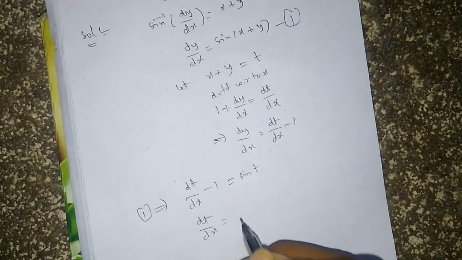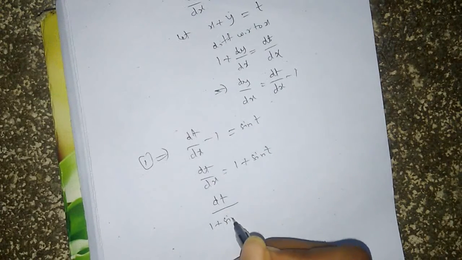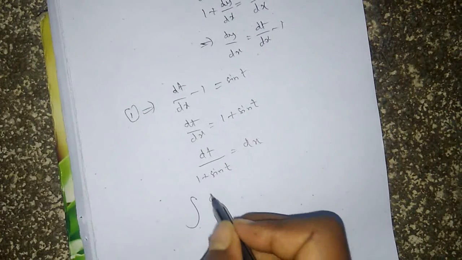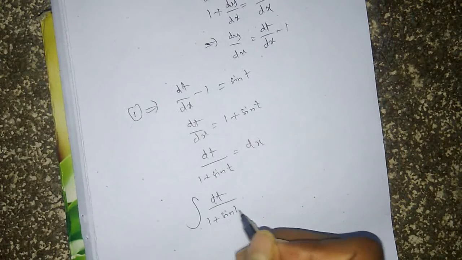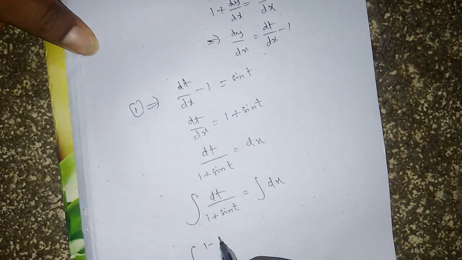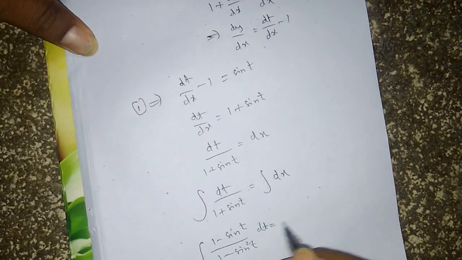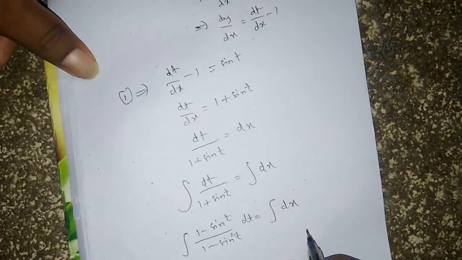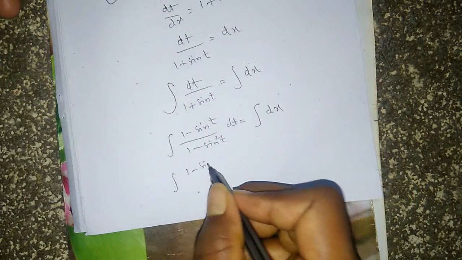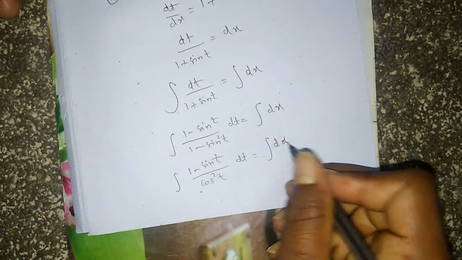dt by dx is equal to 1 plus sin t. Now dt by 1 plus sin t is equal to dx. Now integrating on both sides, integral dt by 1 plus sin t is equal to integral dx. Here multiply and divide by 1 minus sin t, giving 1 minus sin square t in the denominator. So 1 minus sin square t is cos square t.